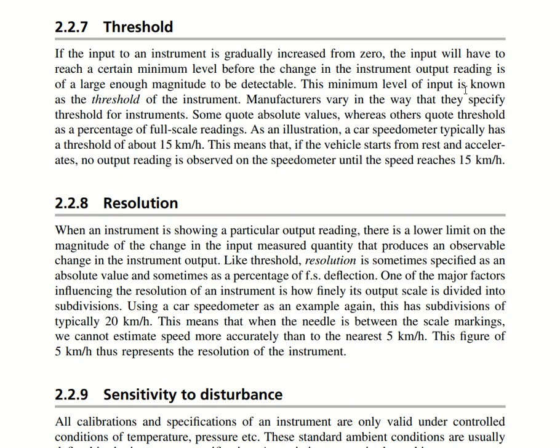Then we have the resolution. When an instrument is showing a particular output reading, there is a lower limit on the magnitude of the change in the input measured quantity that produces an observable change in the instrument output, just like threshold. But resolution is sometimes specified as an absolute value and sometimes as a percentage as well.